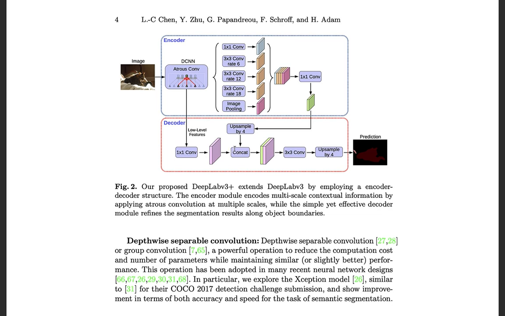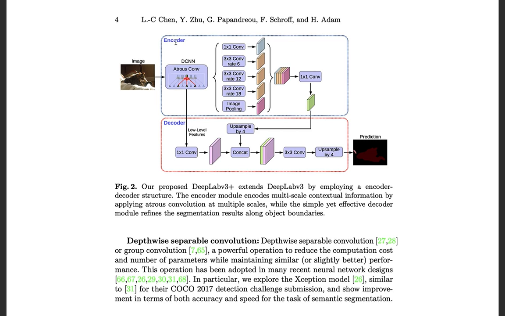And after doing a 3x3 convolution to smoothen the result, we would upsample it by a factor of 4 to generate the mask that we're intending from the network. So this is the whole architecture that is proposed by the paper.